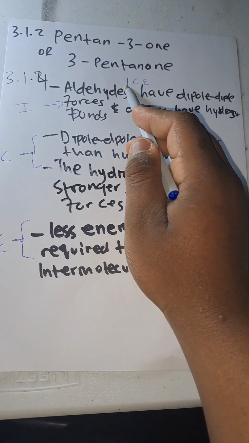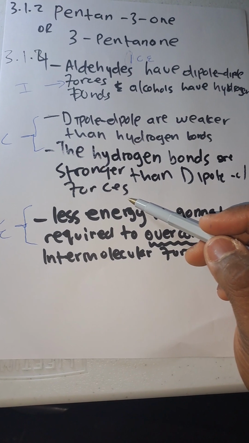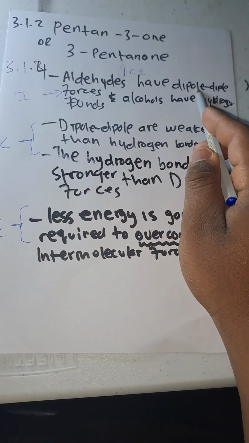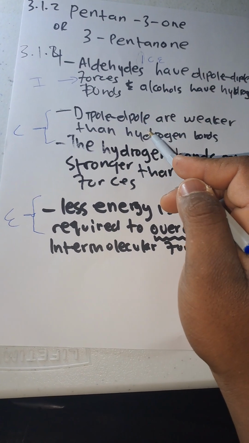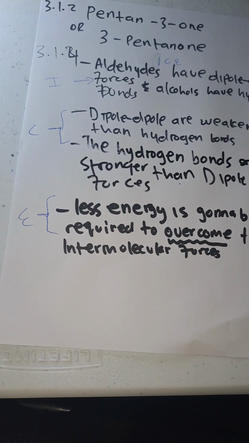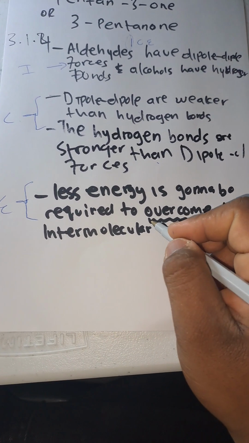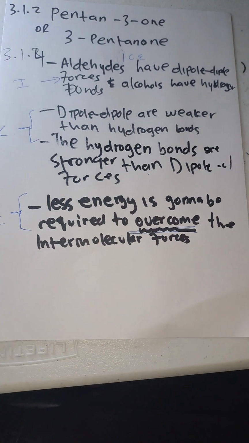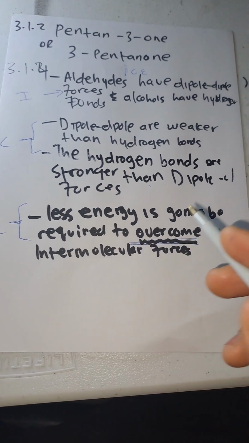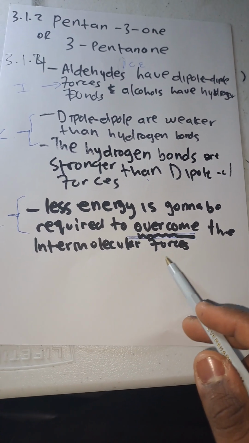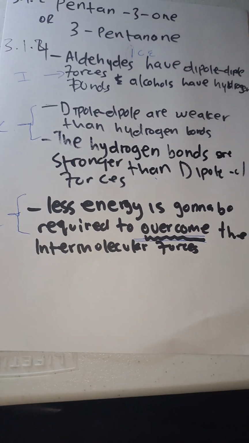The first thing you do, you use the ICE method. Tell them about the intermolecular forces present: aldehydes have dipole-dipole, alcohols have hydrogen bonds. Number 2, compare them. This one is weak, this one is strong. That's what you compared. The last one, talk about the energy. Less energy is required to overcome the intermolecular forces. Overcome is very important because many people make a mistake and say break the intermolecular forces. And whenever you say intermolecular forces, please make sure that you write the full word. Is it fine there? The ICE method is now out. Let's go to the next question.